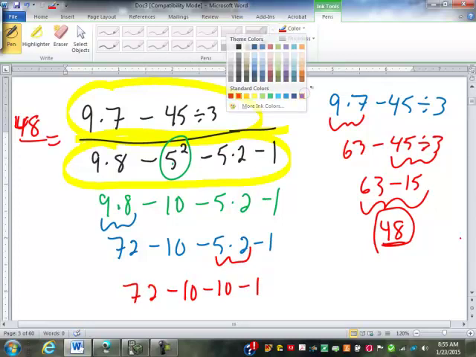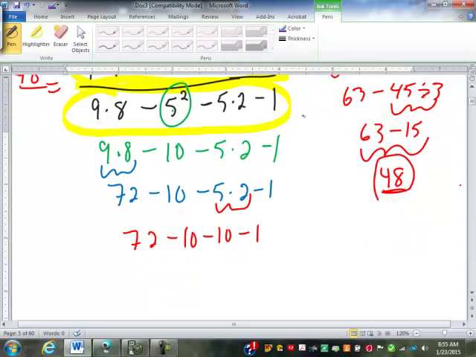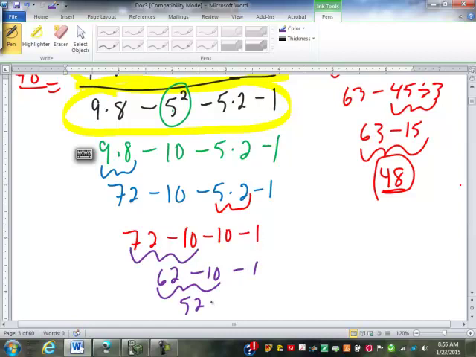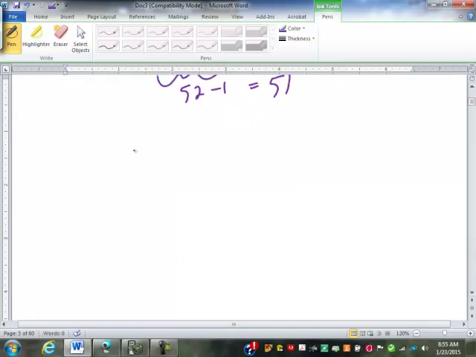Then what? Left to right, we're going to do a subtraction. 72 minus 10 is 62. 62 minus 10 is 52. 52 minus 1 is 51. So we have 48 over 51.